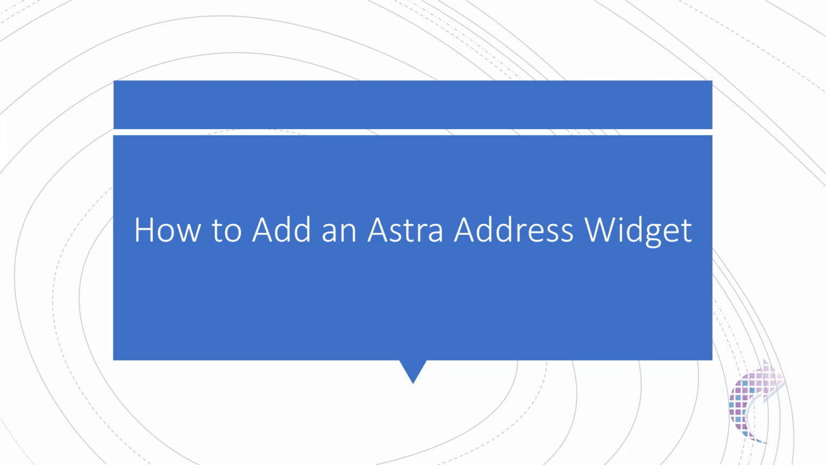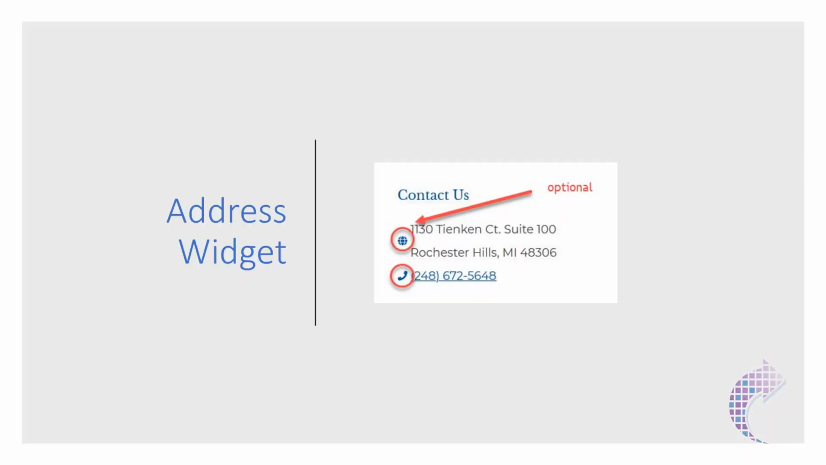Today I'm going to show you how to use Astra widgets to add an address widget into your WordPress site. Now, this tutorial assumes that you've already set up a site using the free Astra theme or the Astra Pro plugin. Here's an example of the widget.